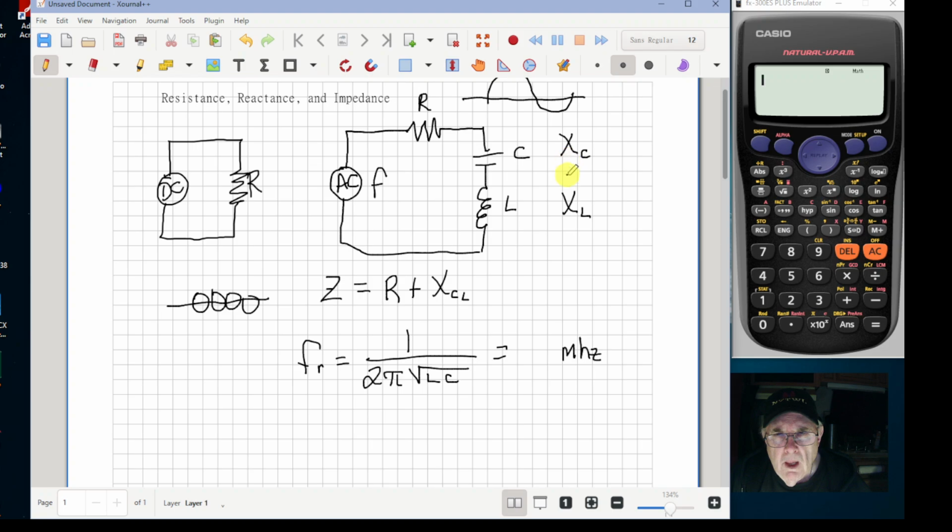Whereas with an inductor, because we're building up a magnetic field, it takes a finite amount of time to build that field, and then the field has to build and collapse. The higher the frequency, the more frequent that it has to do that, the more opposition to the flow of current it offers. So as frequency goes up, so does inductive reactance, and it's just the opposite for a capacitor.